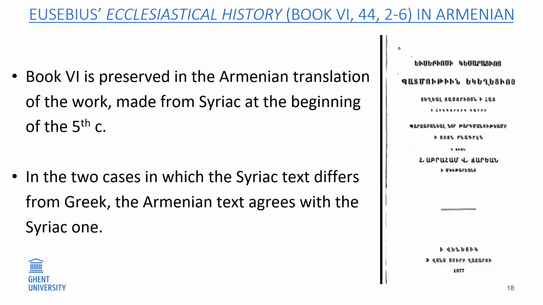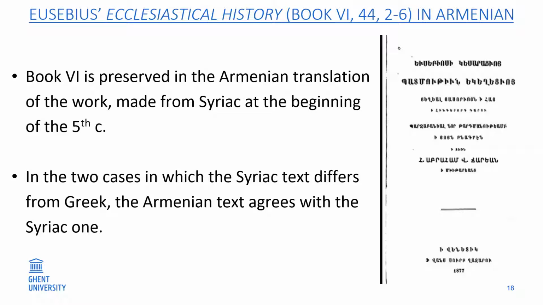However, it is attested in Armenian. Now, the Armenian translation of Ecclesiastical History of Eusebius is a complete one that was made at the beginning of the 5th century on the basis of Syriac. So it was not translated from Greek to Armenian, but from Syriac to Armenian. Now, why is this compelling? Because in two cases in which the Syriac is different from Greek, the Armenian follows the Syriac text.